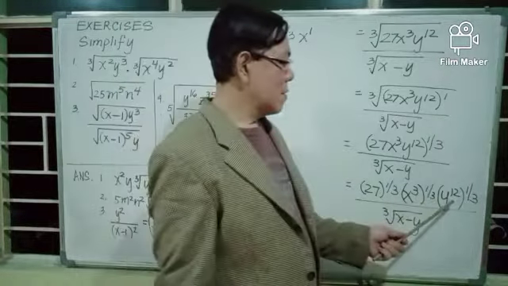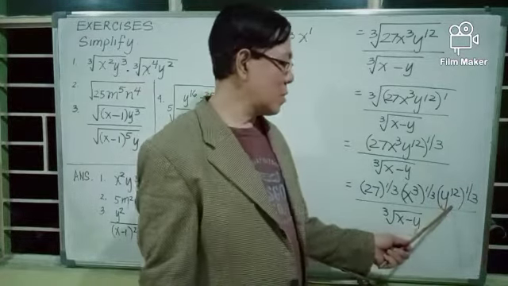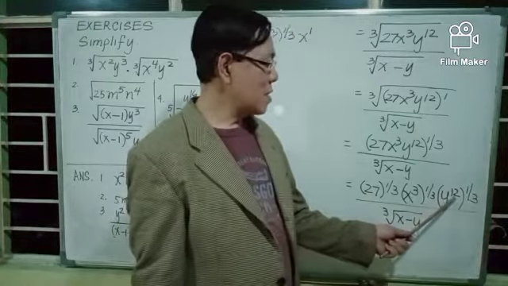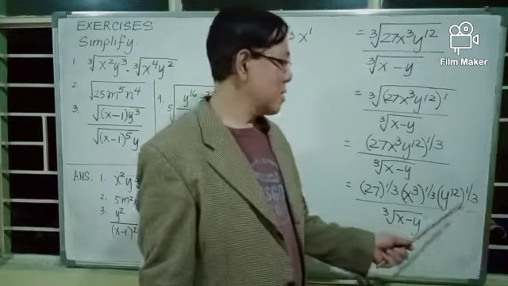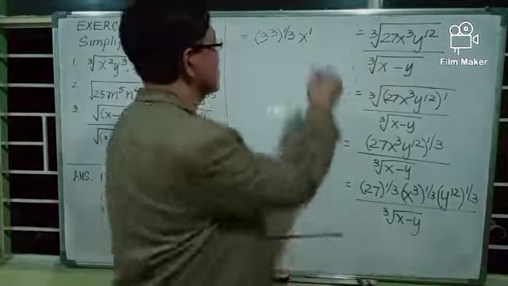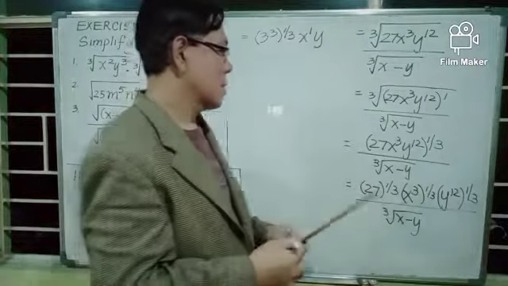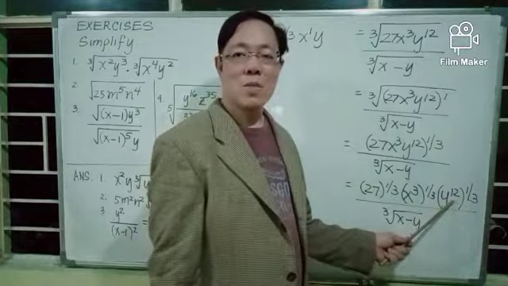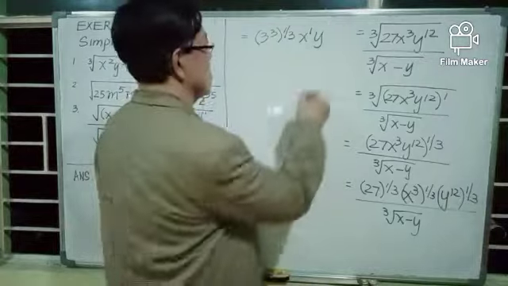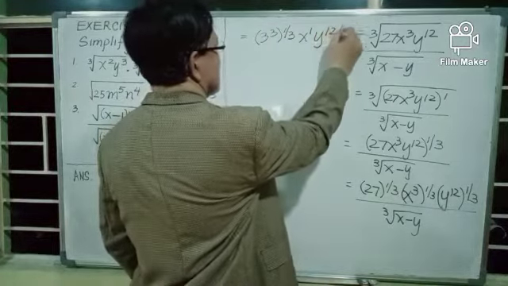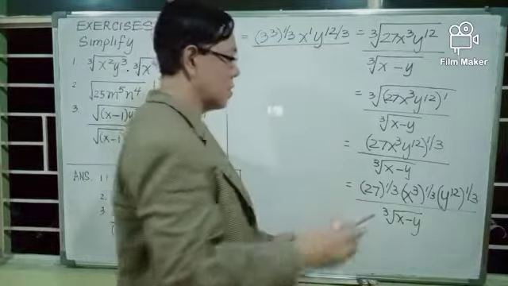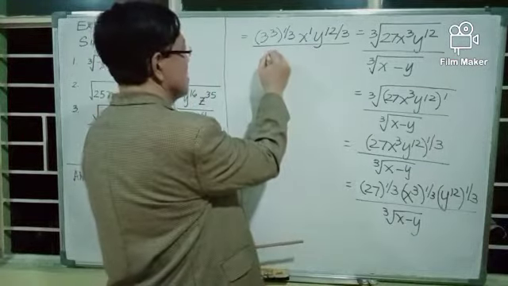And we apply the same property of exponents to simplify y raised to 12 raised to 1/3. We multiply the exponents 12 and 1/3. And y raised to 12 raised to 1/3 is equal to y raised to the product 12 multiplied by 1/3, that's 12 over 3, all over the cube root of x minus y.